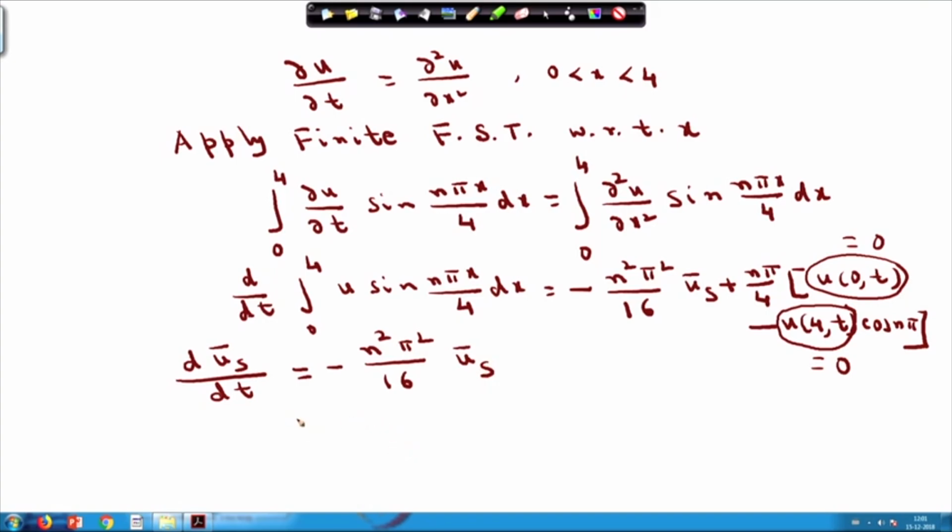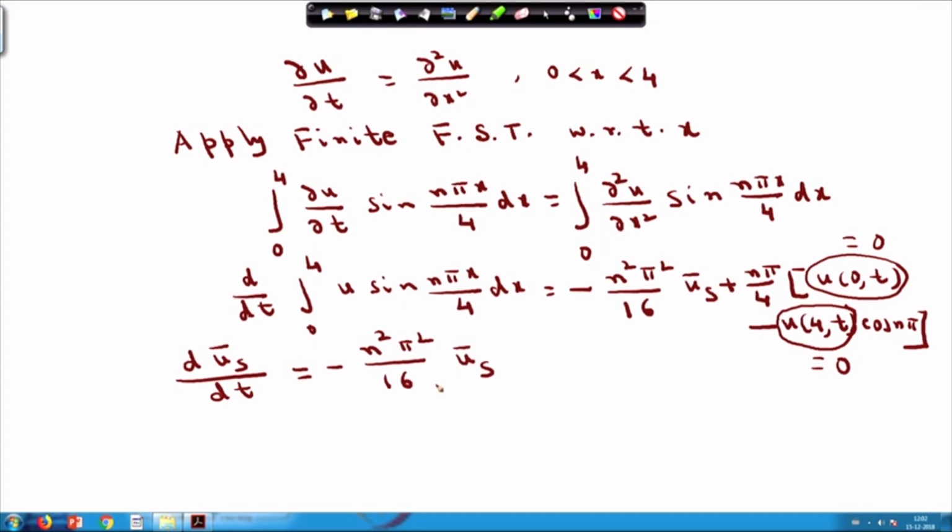Please note that I had the given PDE, ∂u/∂t equals ∂²u/∂x². I have applied the finite Fourier sine transform with respect to x on both sides of the given equation, and I am converting it into an ODE of the form dū_s/dt equals minus n² π² by 16 into ū_s, and I can find the solution of this. So, this is a simple ODE.